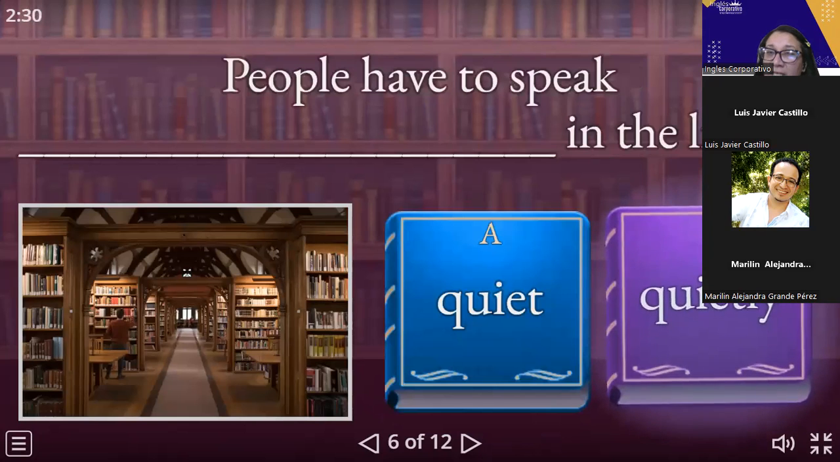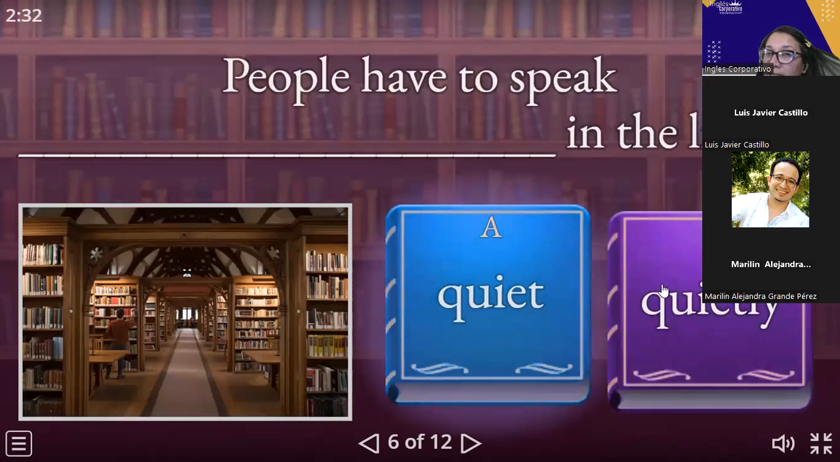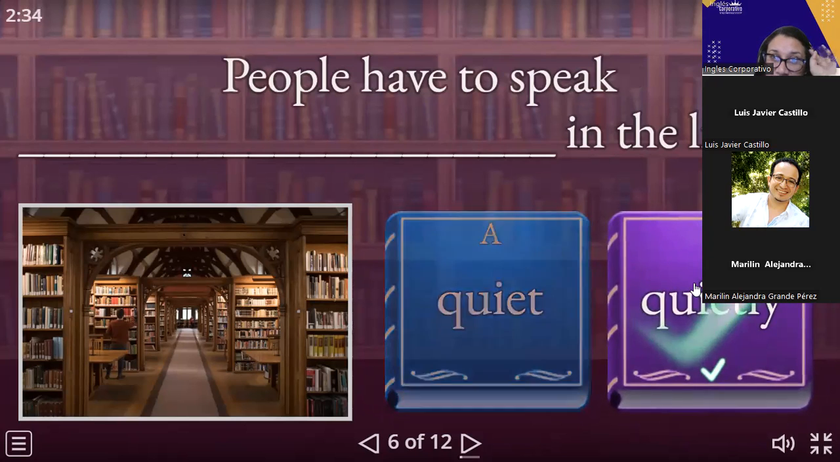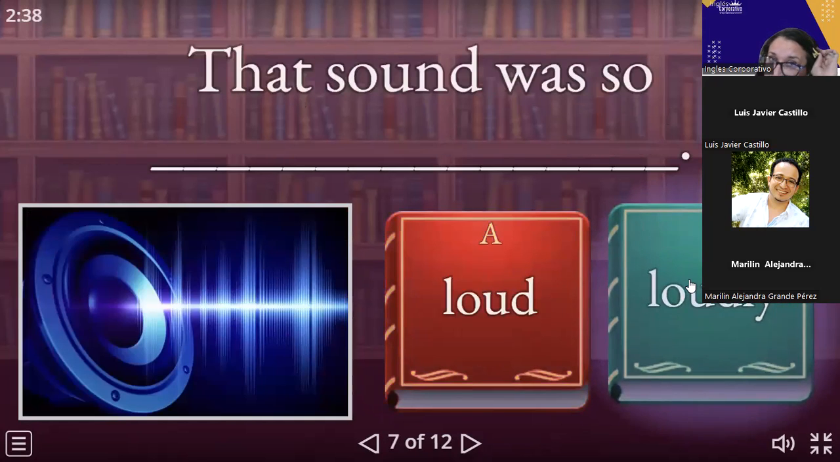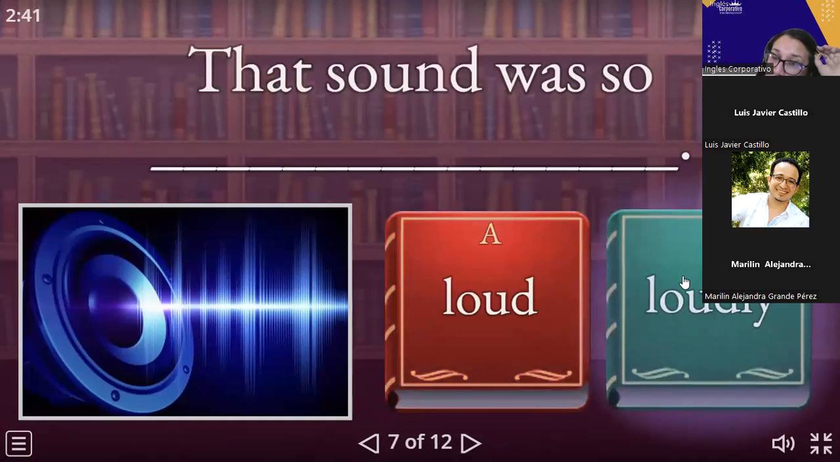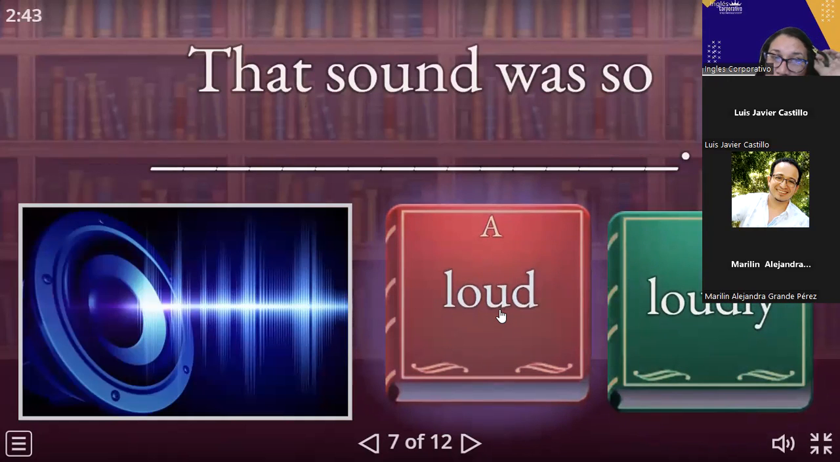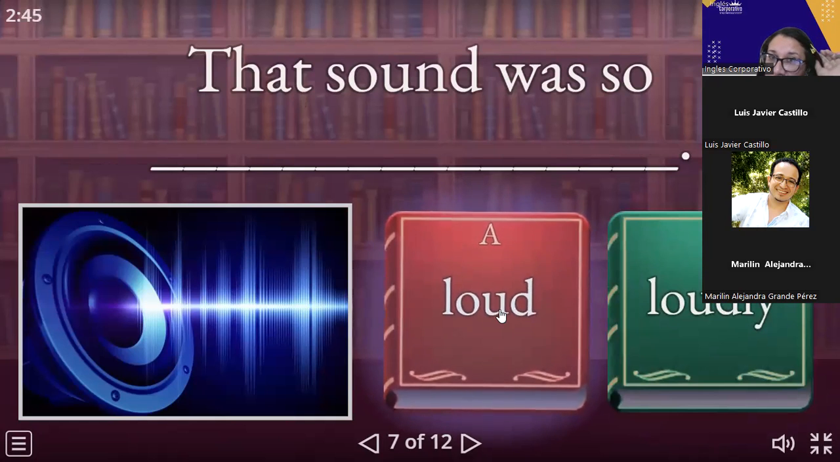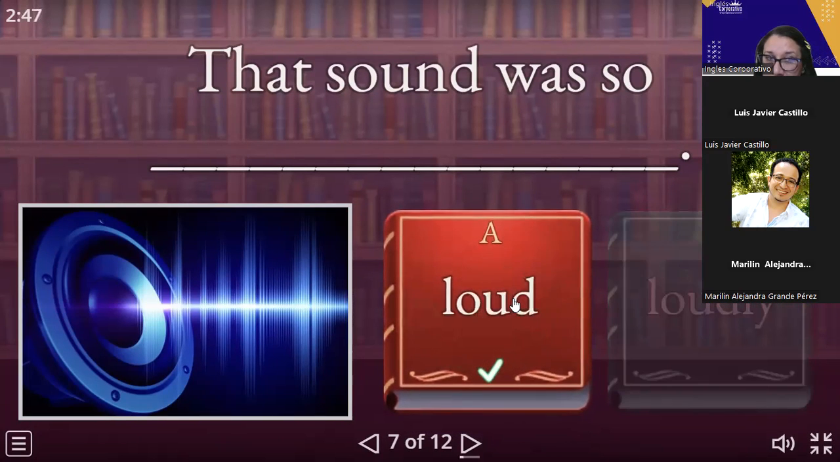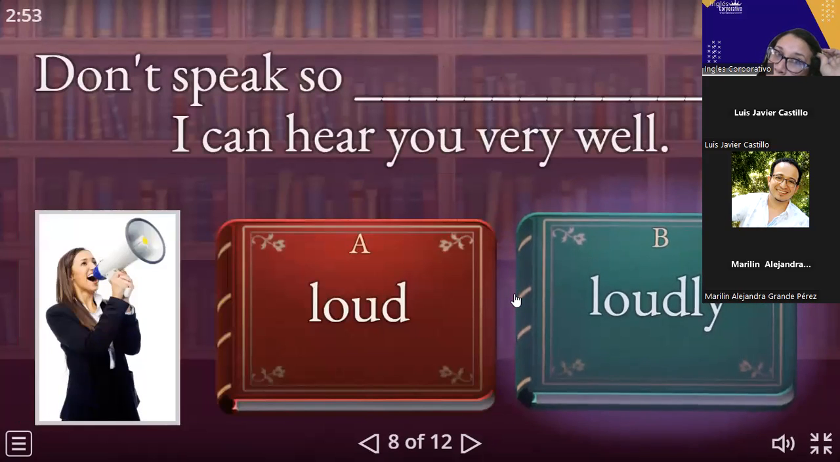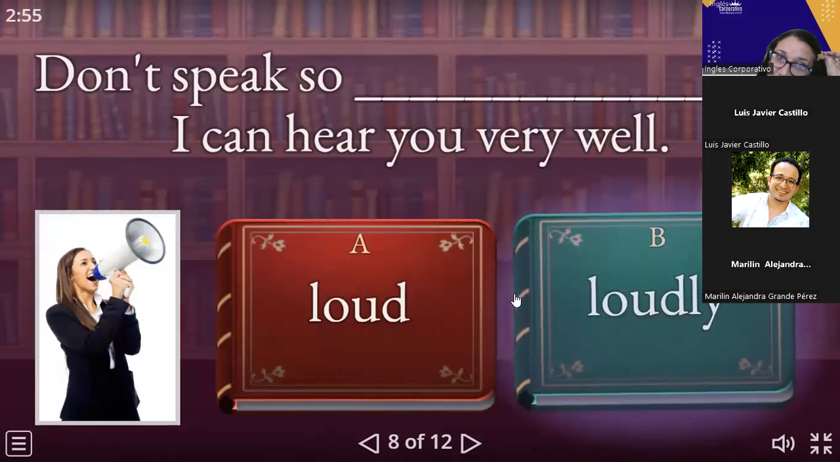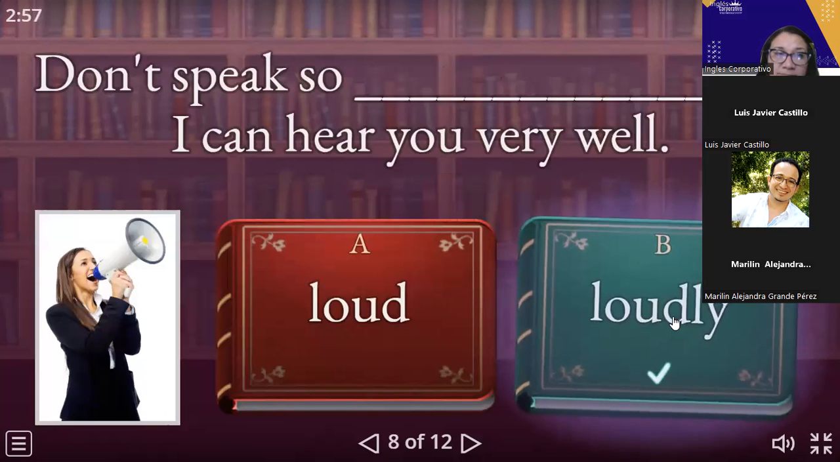People have to speak quietly in the library. The house was so loud. Loud, because it's just describing the sound, not an action. Don't speak so loudly. Loudly, I can hear you very well.